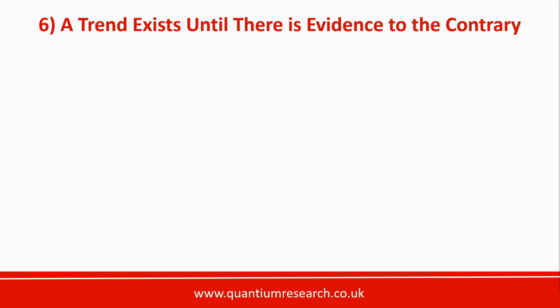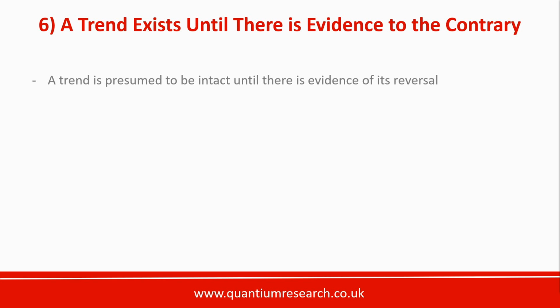So for the final tenet, it is that a trend exists until there is evidence to the contrary. That means a trend is presumed to be intact until there is evidence of its reversal. Dow theory doesn't try to predict that a trend may have ended. It always assumes a trend is still in effect until a reversal signal is generated. We'll go through what those reversal signals are in a moment. So it's a case of reacting to what the market does, rather than preempting and making decisions proactively.